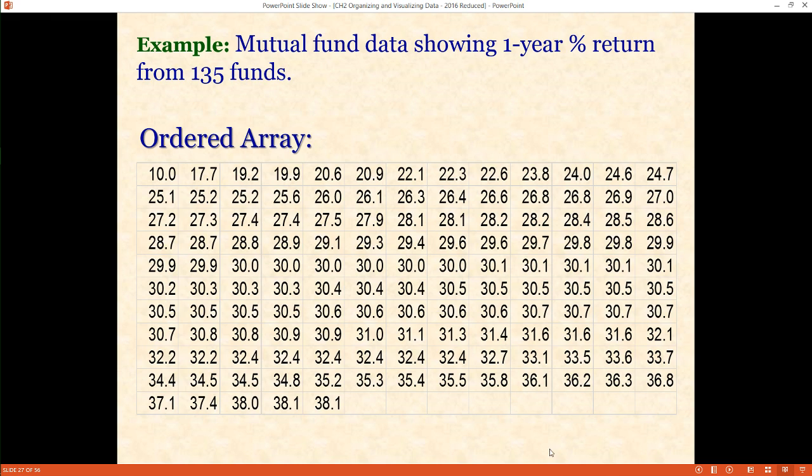Another example. So here's a bunch more observations. 135 mutual funds and their one year rate of return. Okay, so this is an ordered array, and we see we range from a 10% return up to a 38.1%. So I wish I owned this one. Even the 10% isn't bad in today's environment. But you can see that's much lower than the rest. So I'm going to make this into a stem and leaf and point out some more things you have to pay attention to when you create one of these tables or diagrams.